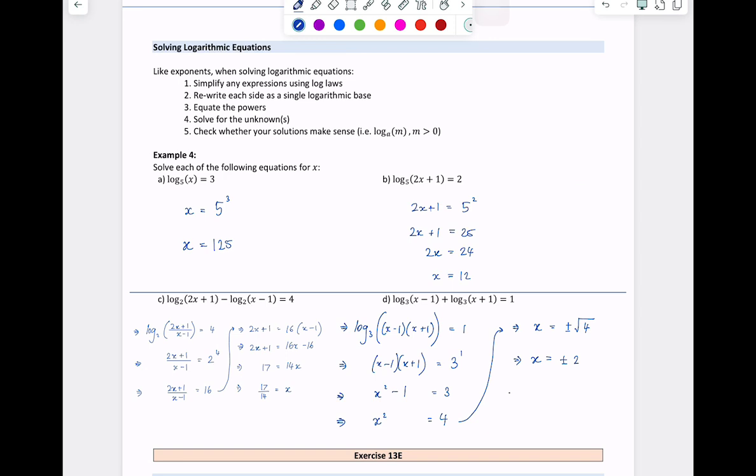So we do need to refine our answer to x is only equal to positive 2, since x minus 1 has to be greater than 0. Okay, otherwise it won't work.